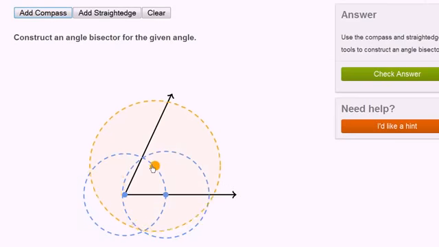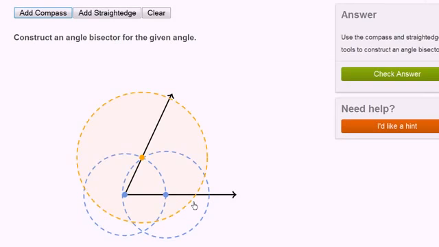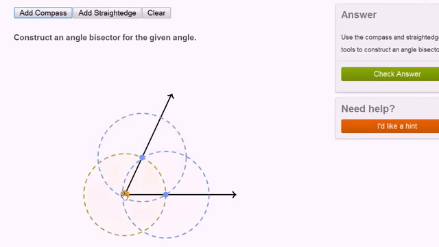So this circle is centered at this point and has a radius equal to the distance between that point and that point. And then the two places where they intersect are equidistant to both of these points. And so we can now draw our angle bisector, just like that.